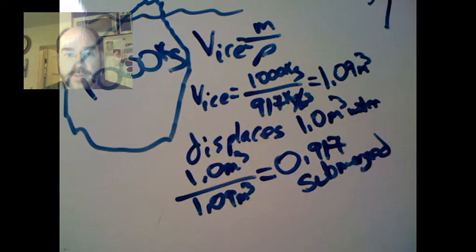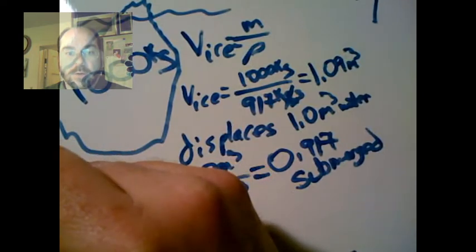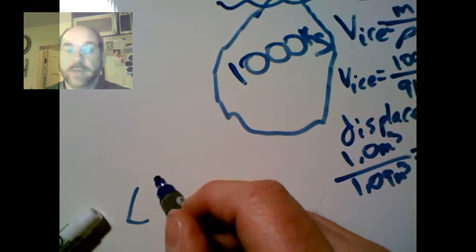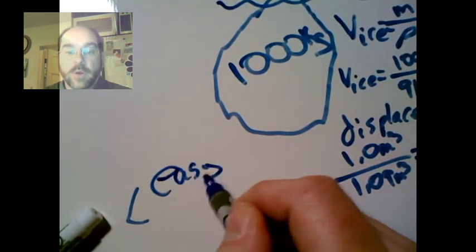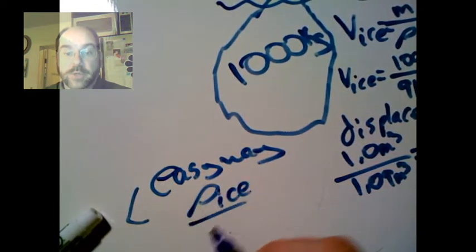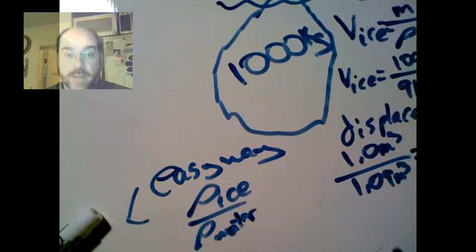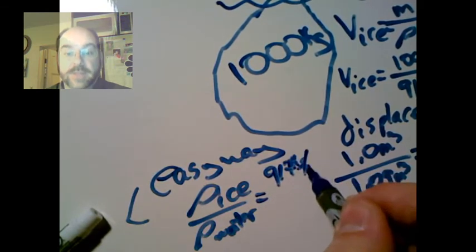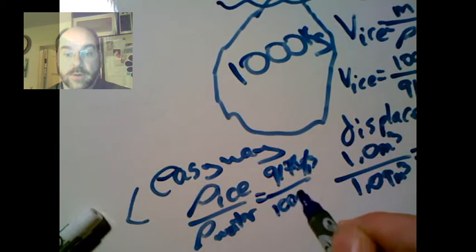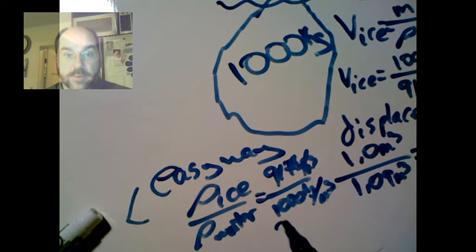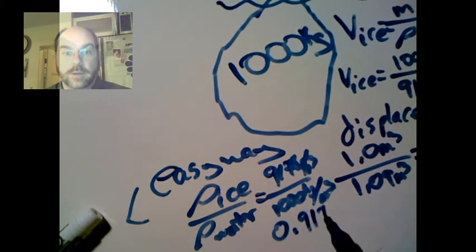If we didn't want to go through all this logic problem here, the easy way to do this, and it's just always easy, for a piece of wood, a piece of ice, a piece of styrofoam, whatever, we can figure out how much of it is submerged by just doing a ratio of the density of the material to the density of the fluid. So the density of the ice is 917 kilograms per cubic meter. The density of the water is 1,000 kilograms per cubic meter. So we can figure out the percent. Again, 0.917 is going to be submerged.